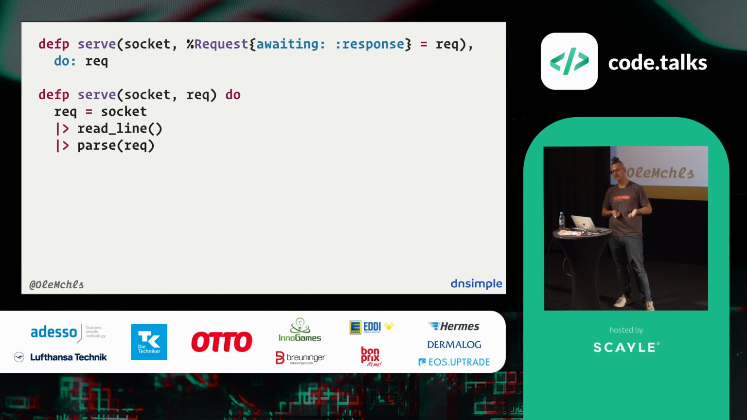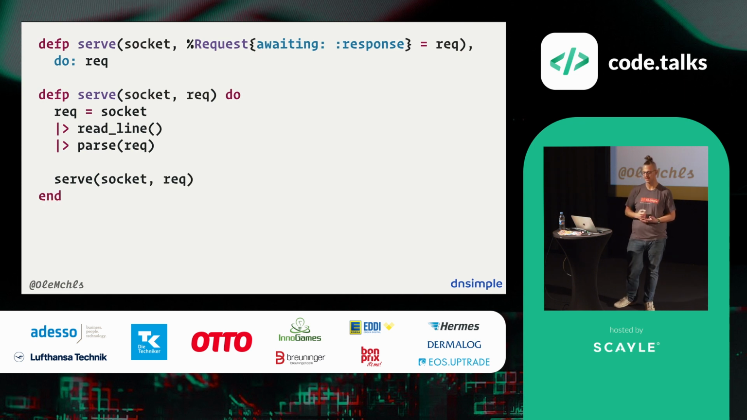Then we have the socket, and we just pipe it through readline. Readline here is a very thin wrapper around gen TCP readline, so it's really just reading a line. Then we pass that to parse, and we return the request. And then we call serve again. Again, we're using tail recursion here.